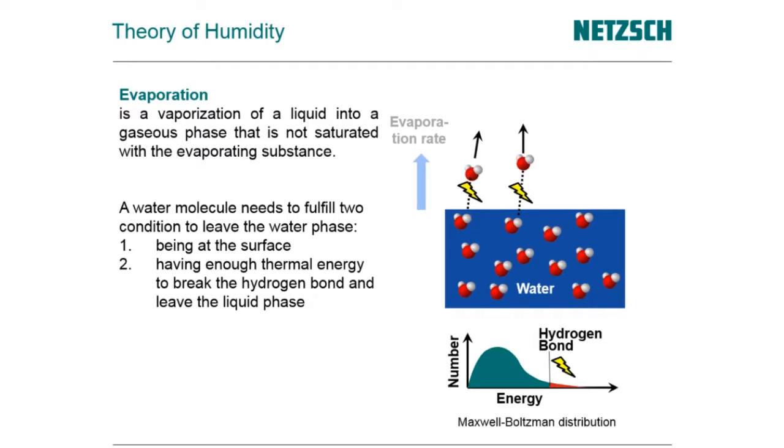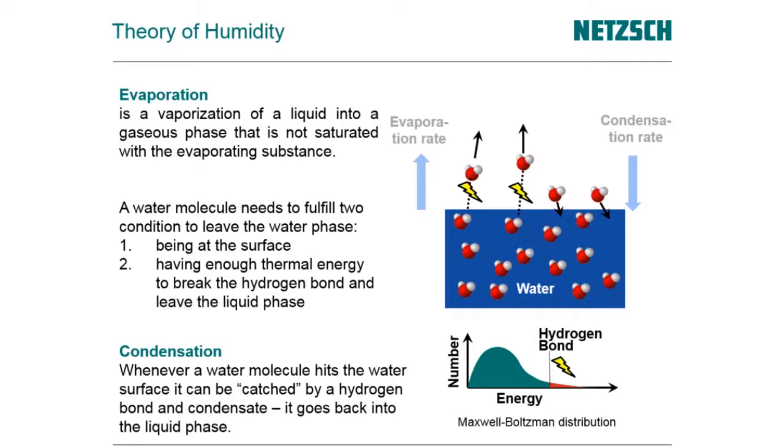This process is called evaporation. So they form gaseous water from liquid water. It also works the other way around: a gaseous molecule can hit the surface of the liquid water and be caught by the liquid molecules with the help of hydrogen bonding. So in a system we have both evaporation and condensation at the same time. And if we close the system, then we have an equilibrium state.